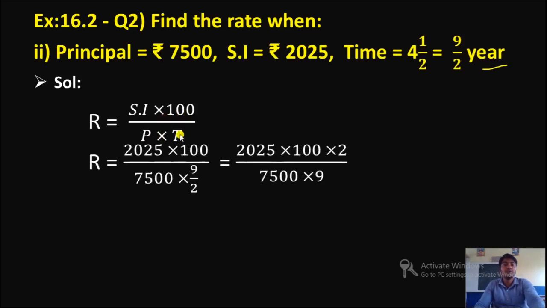I use the values. So 2025, SI is given, into 100 by 7500. This is principal, into 9 by 2. This is time, okay, 9 by 2. Now when you calculate, 2 you have to write here in the numerator place, and 9 as it is here, understood? Now reduce the terms. This 20 cancels by this 20.